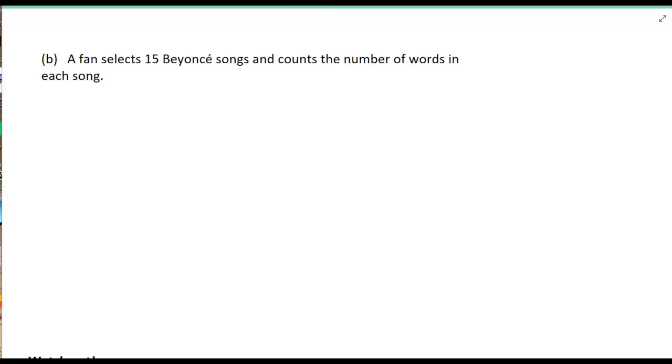Okay, how about this example? Which is the population, which is the sample? A fan selects 15 Beyonce songs and counts the number of words in each song. Okay. The population is all Beyonce songs. The sample is the 15 chosen by the fan.